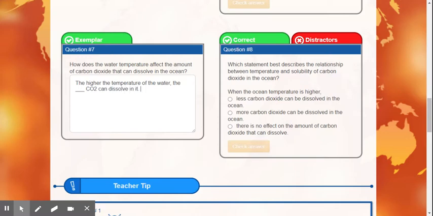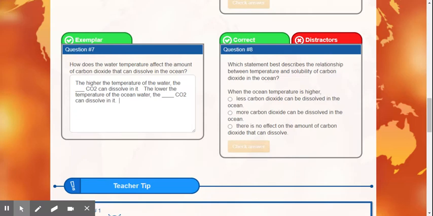The lower the temperature of the ocean water, the blank CO2 can dissolve. And which statement best describes the relationship between temperature and solubility of carbon dioxide? Solubility means the ability for it to dissolve.